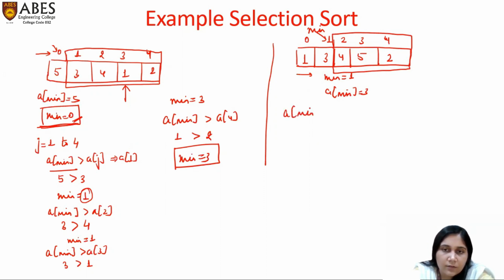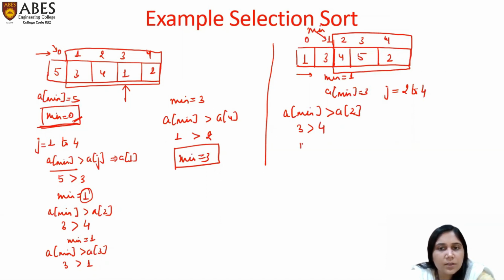A of min, I will be starting. Now my j loop will be starting from 2 to 4. So a of min is greater than a of 2. Now you see a of min is what? A of min is 3, is it greater than a of 2? A of 2 is 4. Condition is false. So minimum will still be the same, which is already 1.